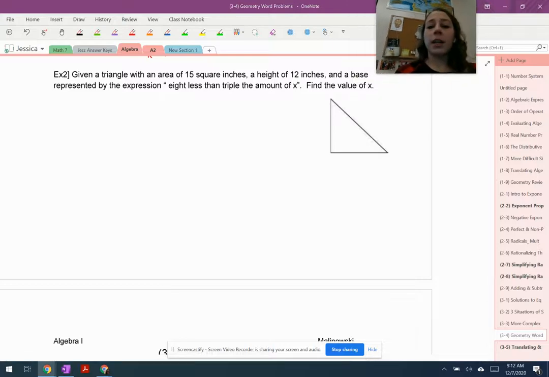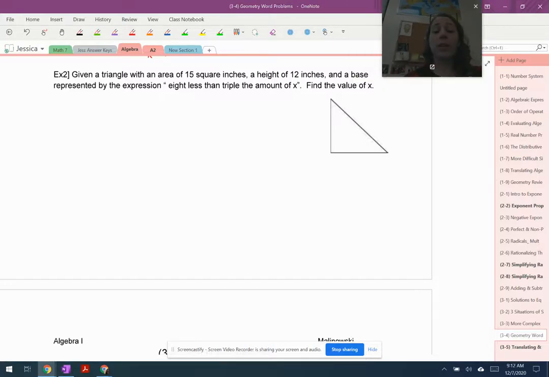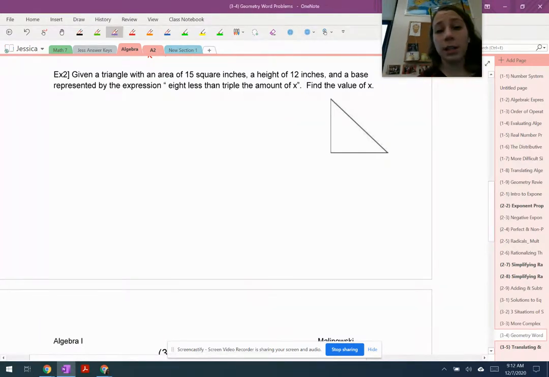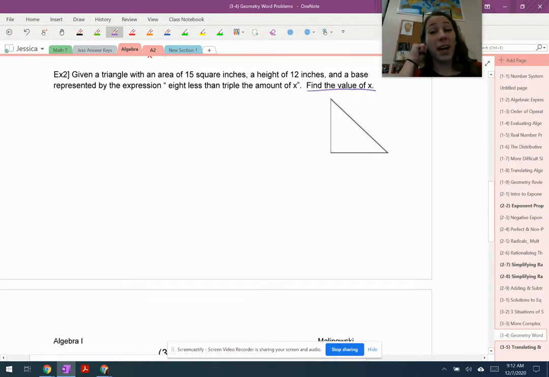Right, here we are looking at example 2 in Algebra 3-4 notes. Given a triangle with an area of 15 square inches, a height of 12 inches, and a base represented by the expression 8 less than triple the amount of x, find the value of x. Okay, so first off, I'm noticing that they're just asking me to find x, not like the first example where I had to go back and use x to find something.